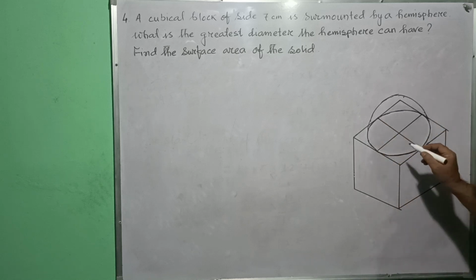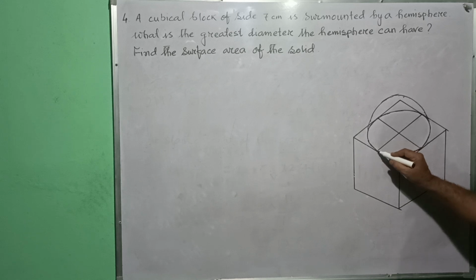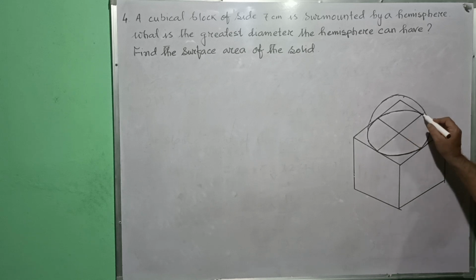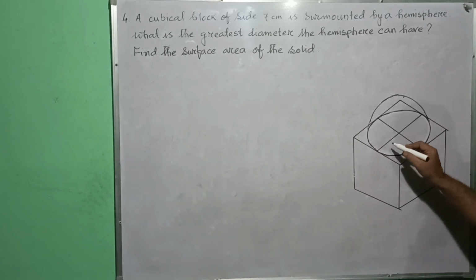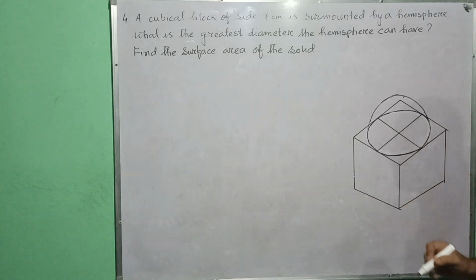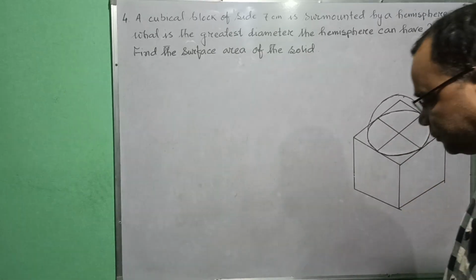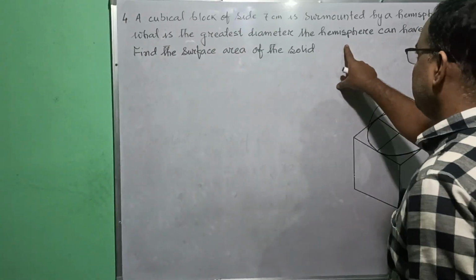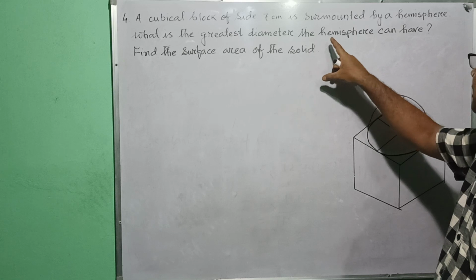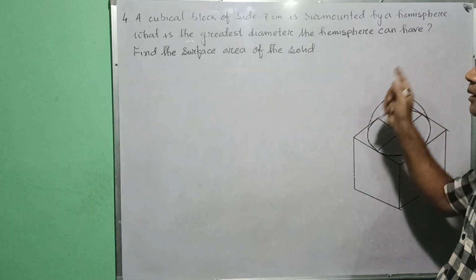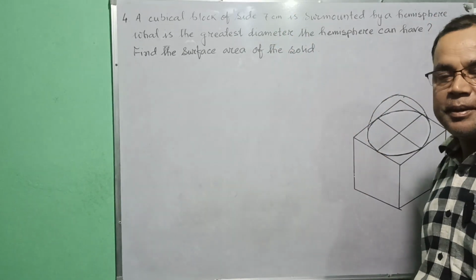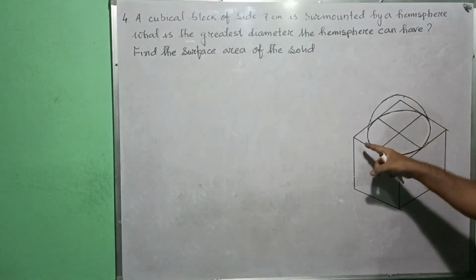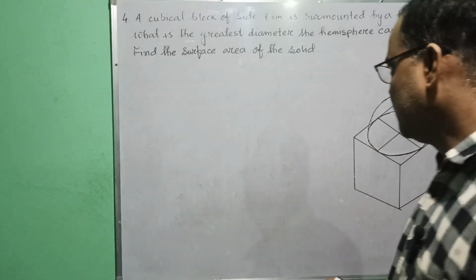Actually for explanation I have drawn it. So you can see from here up to this is the diameter of the hemisphere, and this is equal to the side of the cube also. The answer of the first part, as it is given, what is the greatest diameter the hemisphere can have? The answer will be 7 centimeter, because it is equal to the side of the cube.